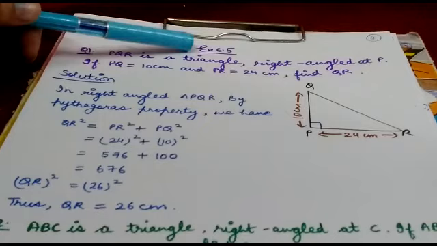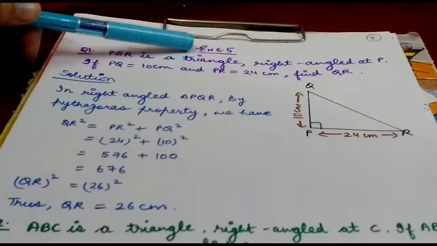Square numbers are like 1 square, 1 into 1 is 1; 2 square is 2 into 2 is 4; 3 square is 3 into 3, 9, and so on. So 30 square is 30 into 30, equal to 900. So in this exercise you must learn the square numbers 1 to 30 and the Pythagoras property. If you know these two things, then you can easily do exercise 6.5. So you have to concentrate upon these two concepts, then only we can start exercise 6.5.